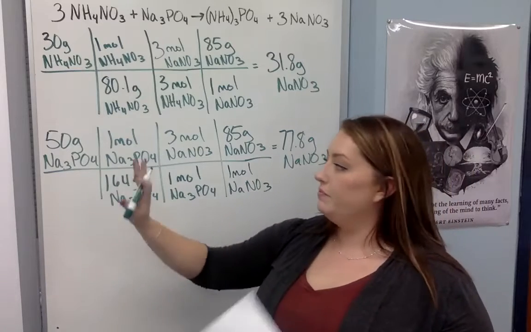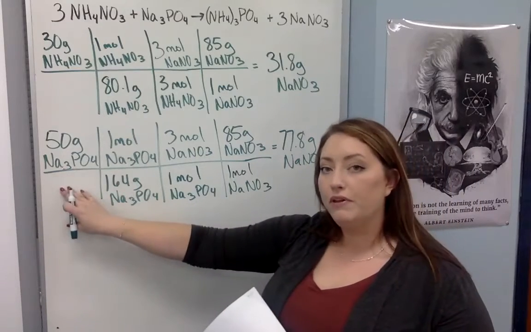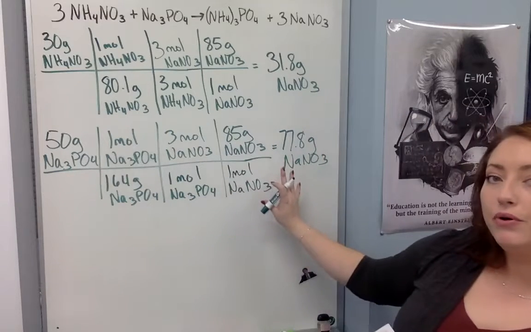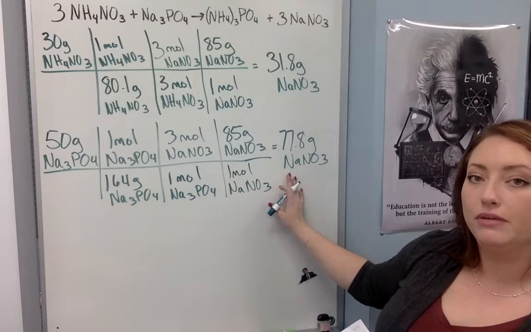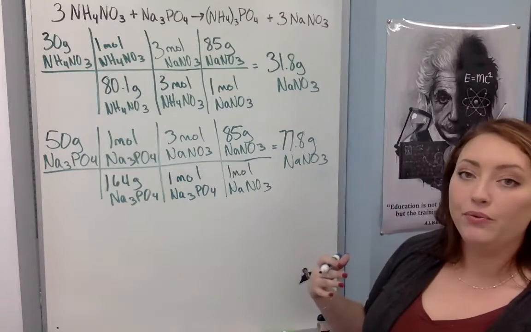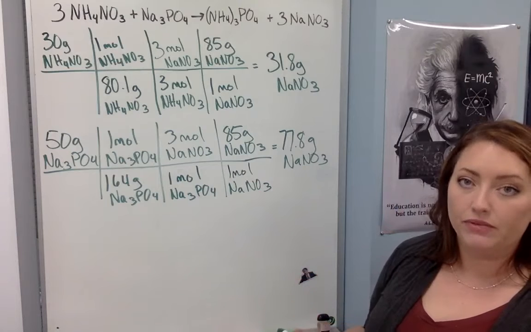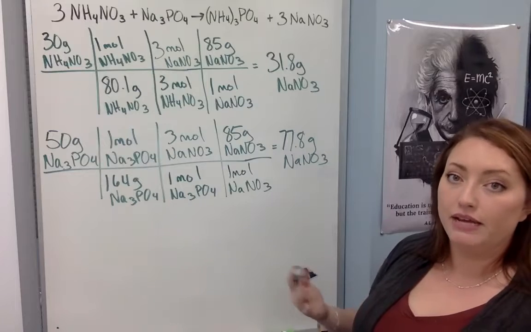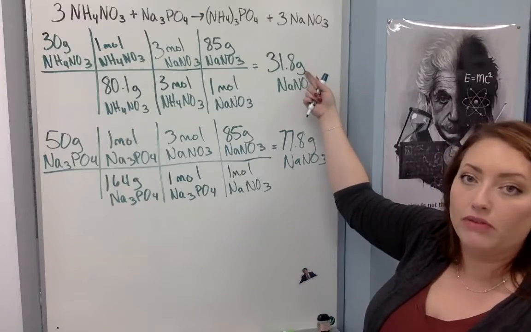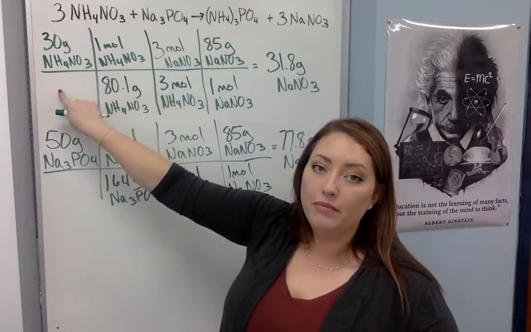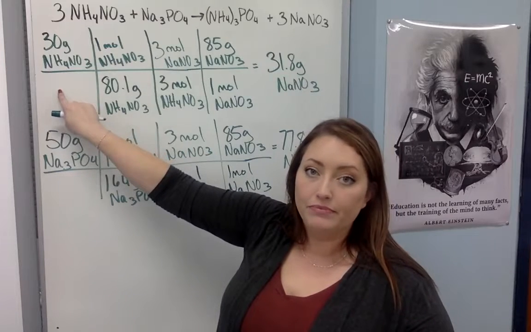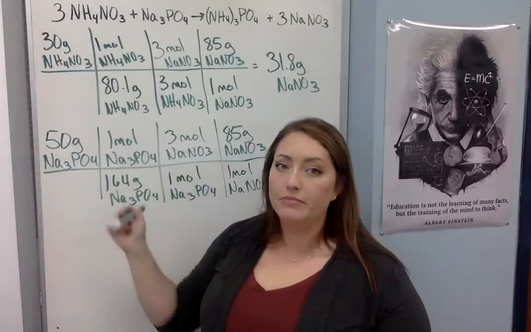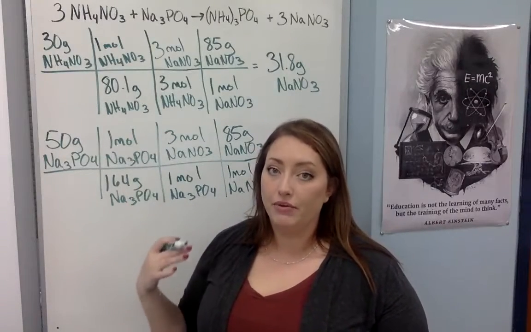Okay, so what this is telling us is that if we start with 50 grams of the sodium phosphate, we will produce 77.8 grams of the sodium nitrate. So now we can answer part A of this question. Which of these produce the least amount of the same product? Obviously, this is the smaller amount. So that means that the 30 grams of the ammonium nitrate is our limiting reactant. Okay, so that is the answer. You would just write that out, that 30 grams of the ammonium nitrate is the limiting reactant.